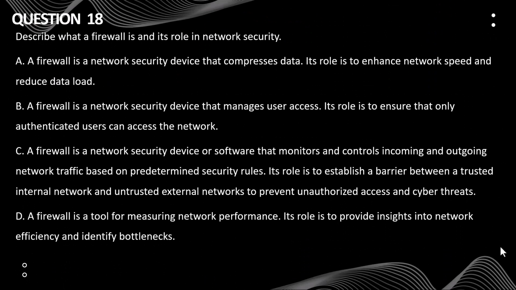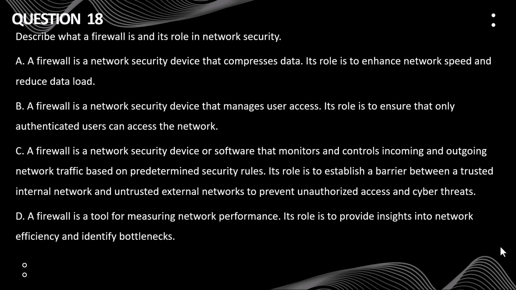Question 18. Describe what a firewall is and its role in network security. A. A firewall is a network security device that compresses data. Its role is to enhance network speed and reduce data load. B. A firewall is a network security device that manages user access. Its role is to ensure that only authenticated users can access the network.